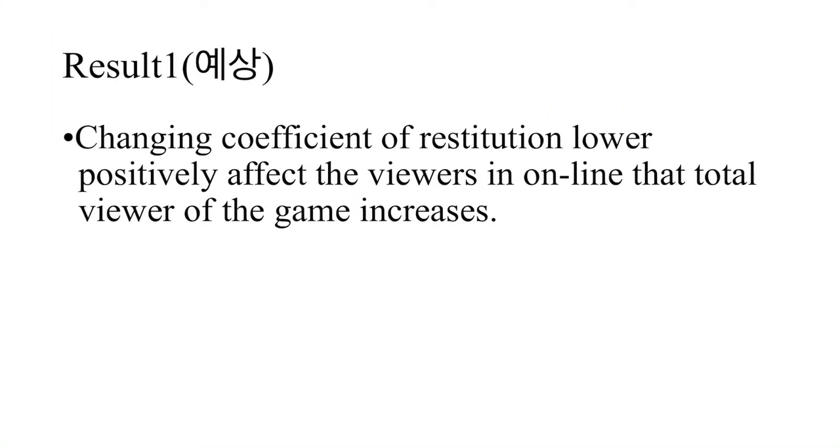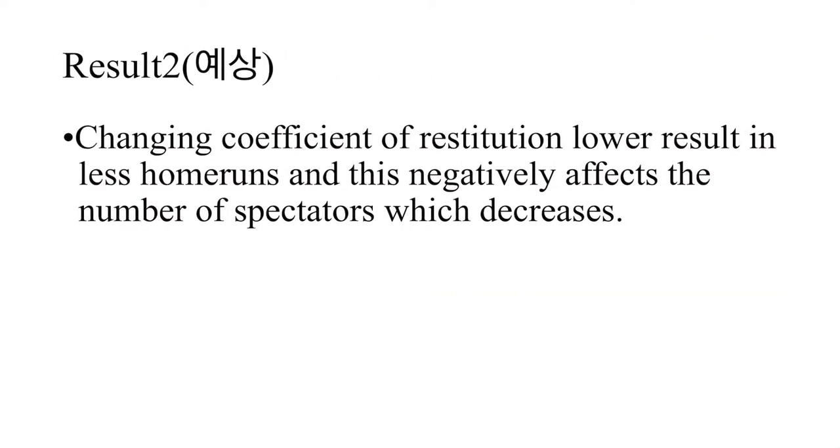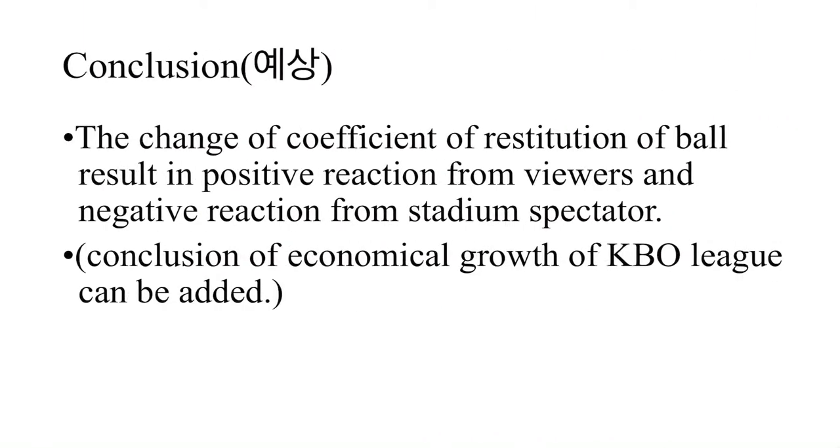Result. Changing the coefficient of restitution lower positively affects the viewers online. The total viewers of the game increases. Changing the coefficient of restitution lower results in fewer home runs, and this negatively affects the number of spectators, which decreases.